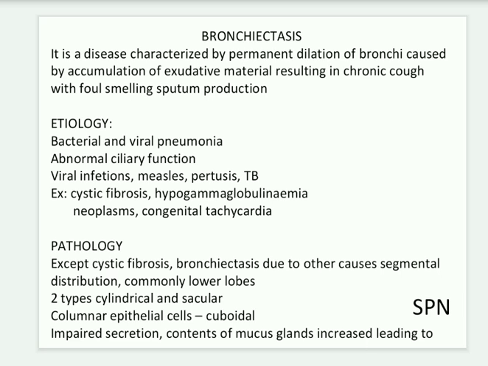Morphologically there are two types, cylindrical and saccular. The cylindrical type involves some dilation and is reversible. Firstly, the normal columnar epithelial cells undergo some changes and become cuboidal. Due to impaired secretion, the mucus glands increase, leading to an increased amount of mucus secretion, which in turn leads to persistent infections of the lobes of the lungs. And in chronic cases, there will be bronchial artery occlusion.